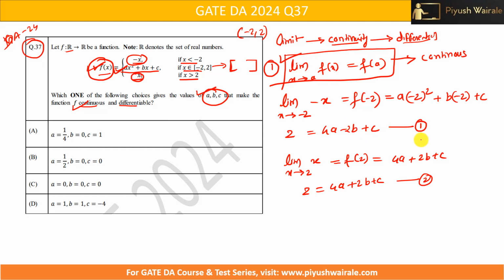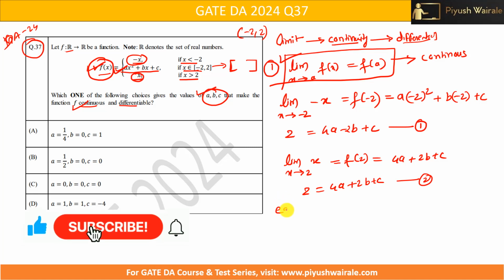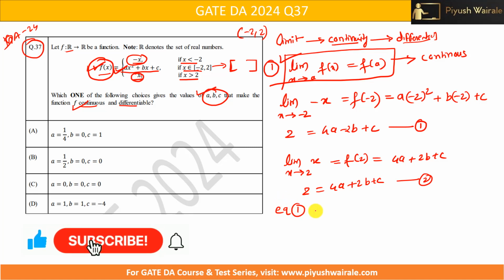But what if I subtract equation 1 and 2? What will I get? 2 minus 2 will be 0. 4a minus 4a will be cancelled. Minus 2b minus 2b will get minus 4b, and plus c will get cancelled. So I will get only b, meaning I will have only one unknown here. So let's do the subtraction: equation 1 minus equation 2. What will I get? 2 minus 2, 0.